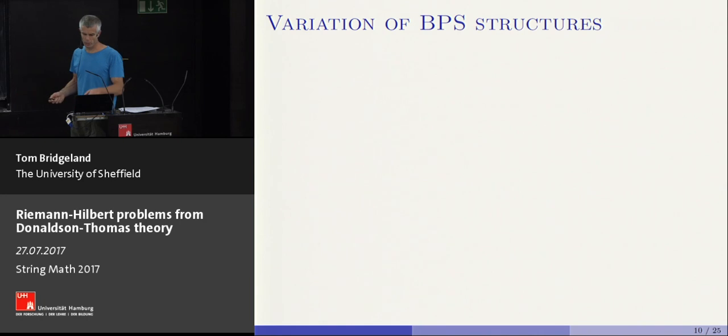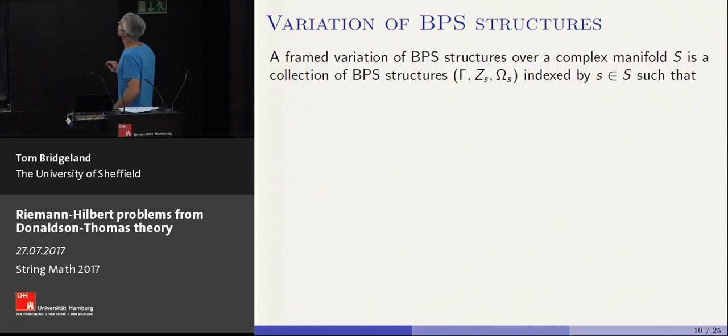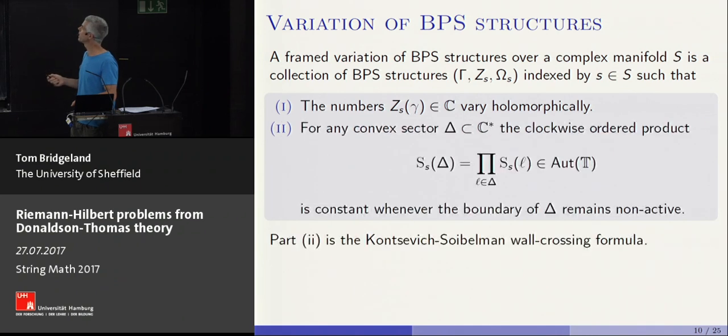So now we can talk about a variation of these things. This is just going to be the wall crossing formula now. What we want to do is think about a complex manifold, which is going to be morally like the space of stability conditions, for example. And you're going to have BPS structures as I've defined them at each point of this manifold. And there should be some conditions on how these vary. The central charges should just vary holomorphically. There's nothing surprising there. And then the crucial thing is, how do these BPS invariants vary?